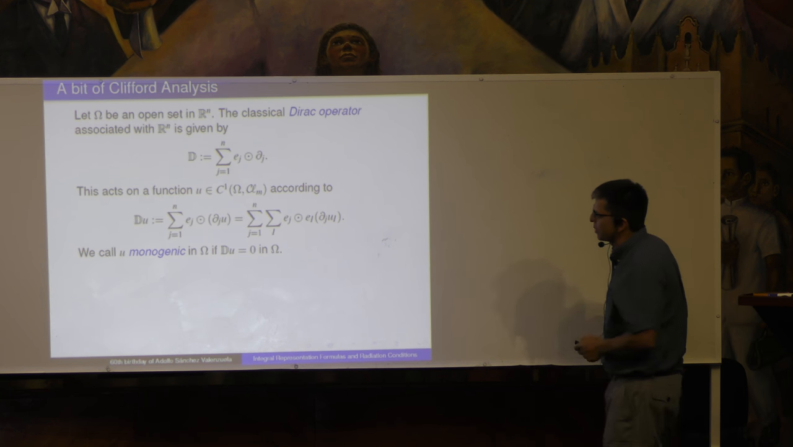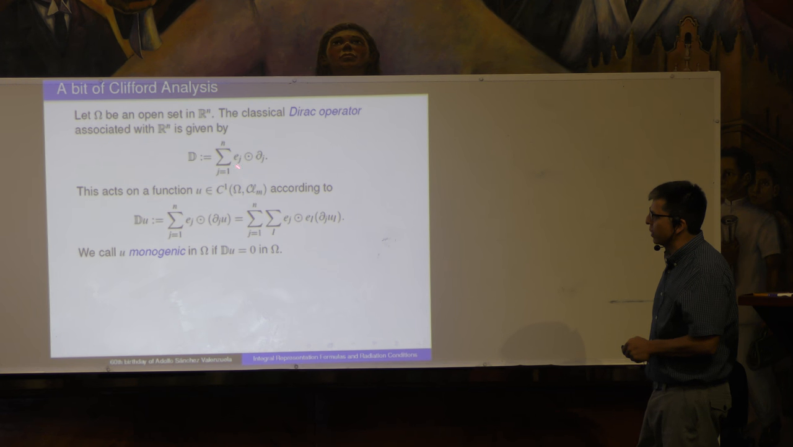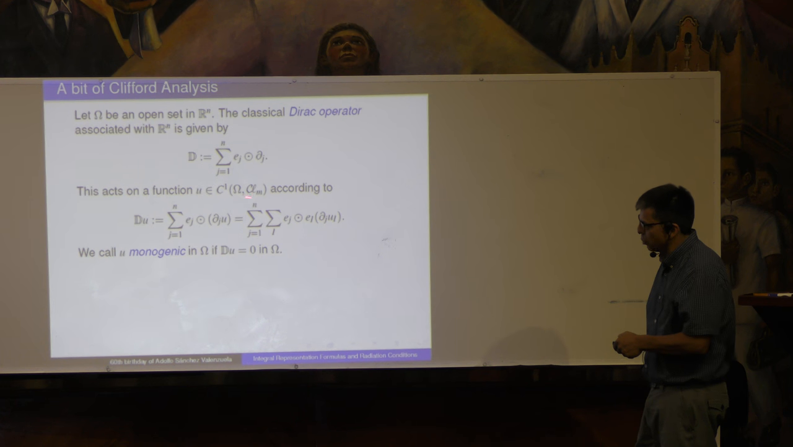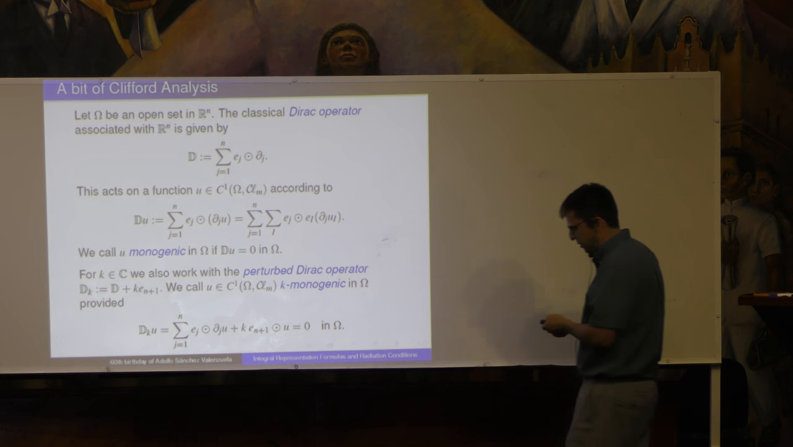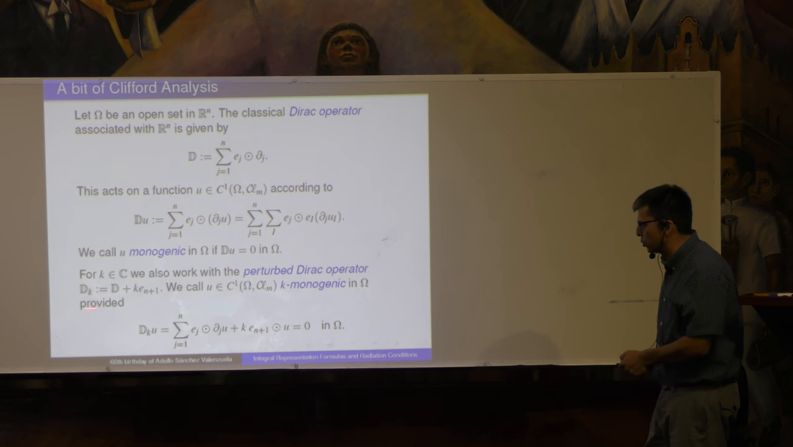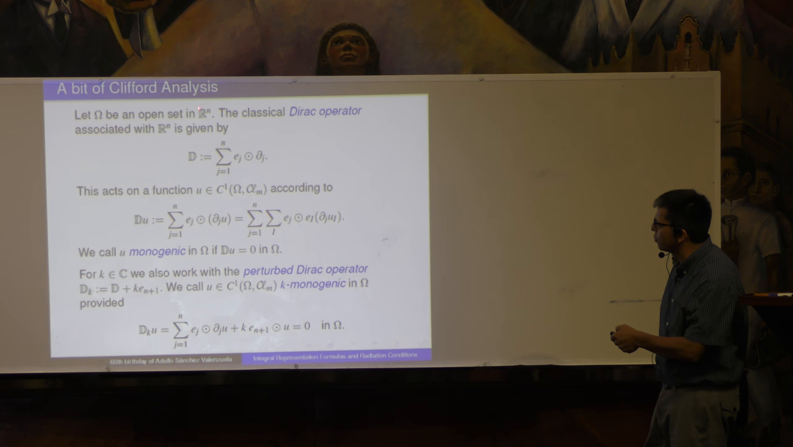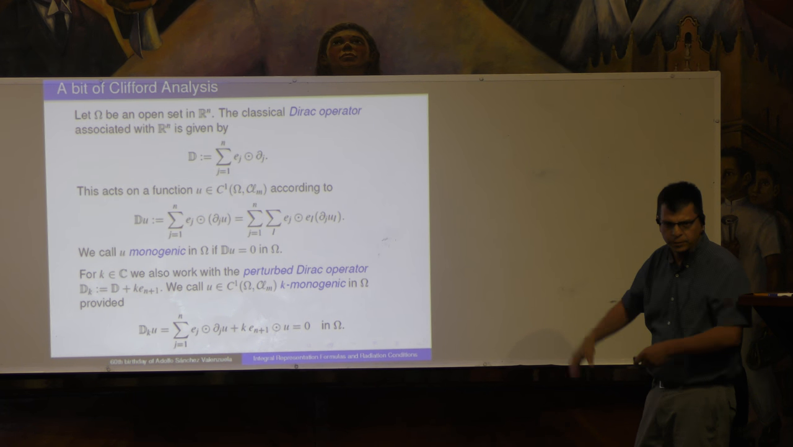And a bit of Clifford analysis, it's just the Dirac operator will be to take the partial, take the Clifford product with the base and to sum. And we are going to take functions defined on some domain in Rn, C1, and with values in the Clifford algebra. And the standard in this system is to call it monogenic. For us, more important will be the perturbed Dirac operator, which is to take a k. And here, by the way, I forgot to say, there is an n and an m. And we are going to be working on the bigger algebra.